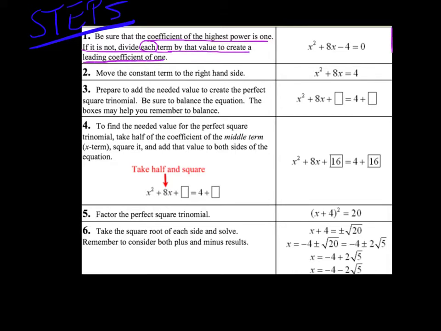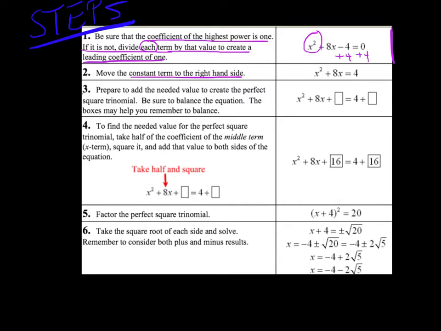And let's go ahead and write this example down next to it. So I have x squared plus 8x minus 4 equals 0. Notice my greatest coefficient is a 1. Step 2. Move the constant term to the right-hand side. So you can clearly see that I have added 4 to both sides.